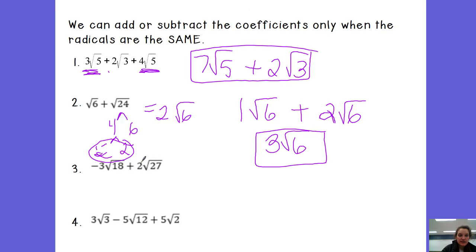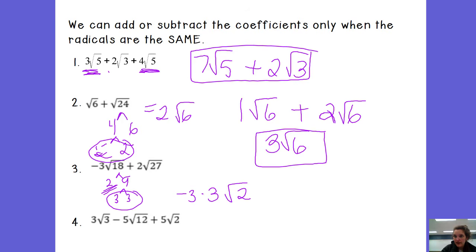Negative 3 root 18 plus positive 2 root 27. So I need to simplify square root of 18 and square root of 27. So square root of 18 is 2 times 9, and then 9 is 3 times 3. So I can take this 3 and bring it out front. Well, notice I already have a negative 3 out front. So I'm going to have negative 3 times the 3 that I'm going to bring out front. And then the 2 is left over. So it'll be negative 3 times 3 root 2.